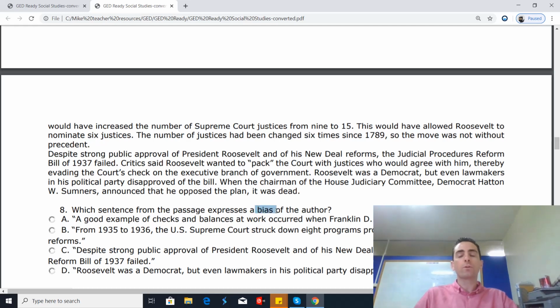Okay, bias is when you're not being objective. Bias is when you're taking one side or the other with your opinion. You're not taking a step back and looking at both sides evenly and fairly. Your opinion will go to one side or the other.